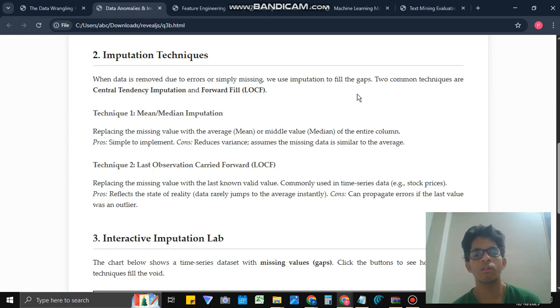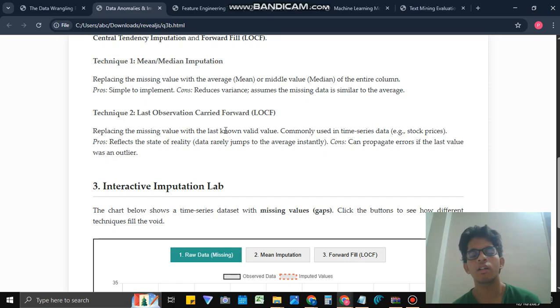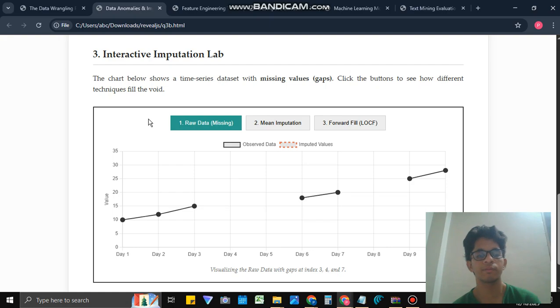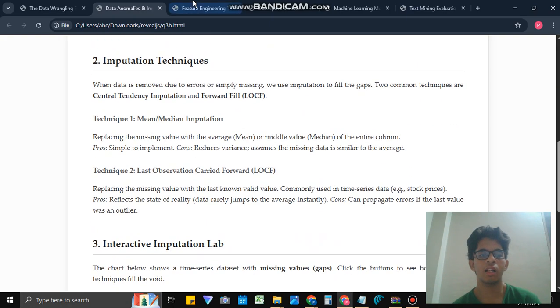The common imputation techniques are mean median imputation, which we talked about in earlier videos as well. We take the mean and replace it with the missing values or zero values. It's simple to implement, but it reduces variance, as it assumes missing data is similar to the average, while it is not in real life. The second technique is last observation carried forward, that is forward fill. It reflects the state of reality, but the con is it can propagate errors if the last value was an outlier. So that's all about imputation techniques.